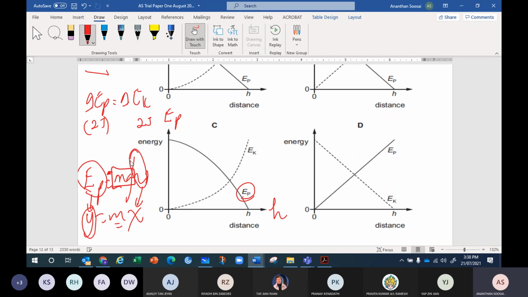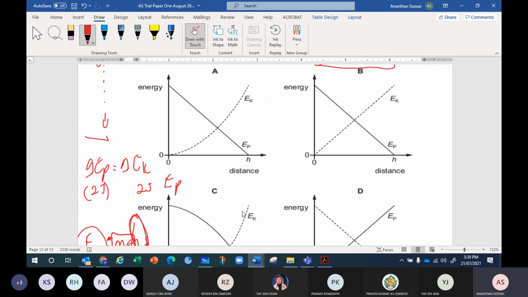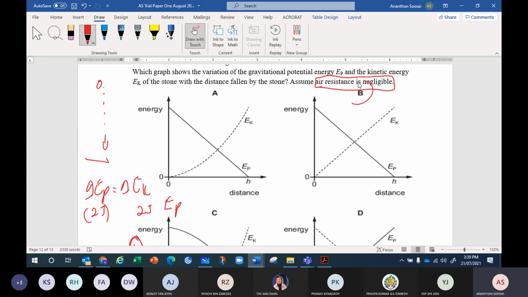The potential energy is linearly related to h, so the graph should be a straight line. EP must decrease in a straight line. So therefore, B should be the answer. EP is proportional to negative h because it is decreasing, so it should be a straight line, not a curve. EP straight line means EK also a straight line, because EP drops by 2 joule means EK increases by 2 joule, as there is no air resistance. So the best answer for this question is B.